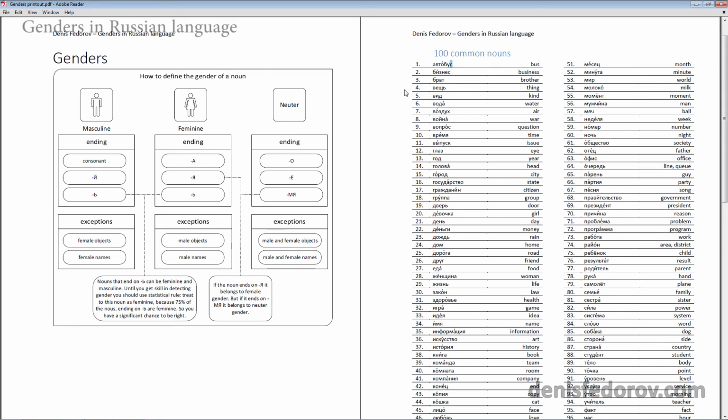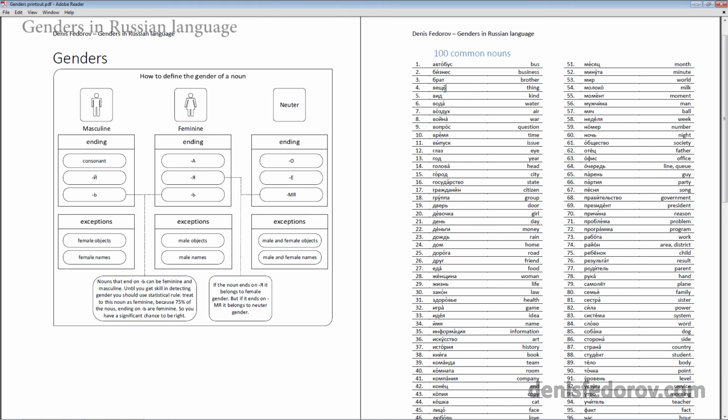The second word is business. Its last letter is also S. It is a consonant, that's why this word business has masculine gender. Brat, brother. Its last letter is T. It is a consonant, that's why this word brat has masculine gender.